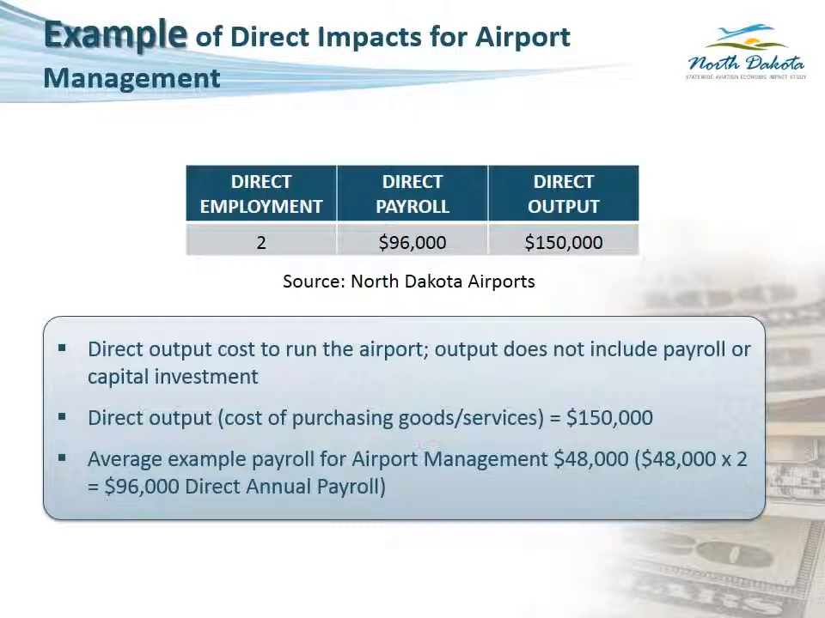In the example, the direct payroll shown is a sum of the salaries for all employees. For direct output, this is the amount the airport reported as being spent each year to purchase goods and services to run the airport. A further point of information to understand direct output reported for airport management. The output does not reflect payroll, nor does it reflect any local share of capital investment that may be made to leverage federal or state grants.